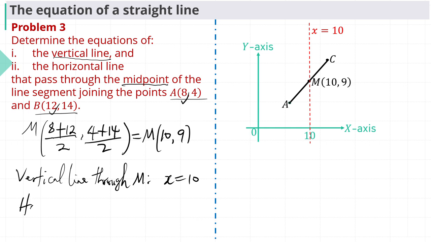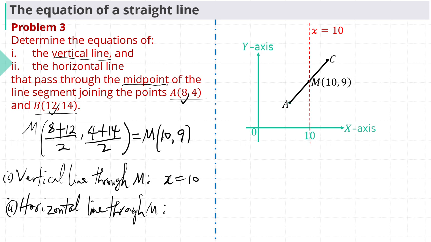Now the horizontal line through M, through the midpoint. So this one is question two. The horizontal line through the midpoint is question two.